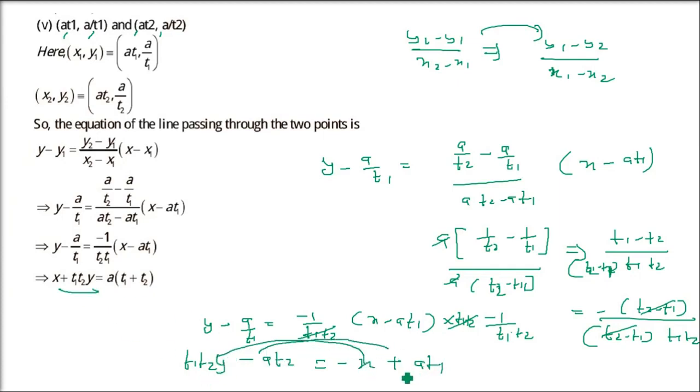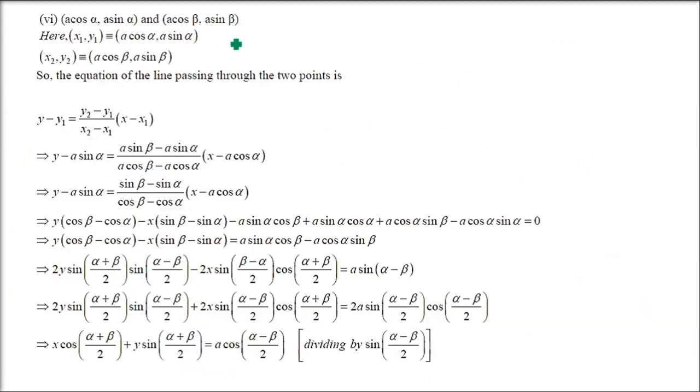So X plus T1 T2 Y will come. On the right hand side, A taken common, T1 T2 addition will come. Here we have A cos alpha, A sin alpha as X1, Y1, and X2, Y2 is A cos beta and A sin beta. So the main thing is your M. So we'll put the values directly, and then we'll use the formula, the trigonometric equations we are going to use.